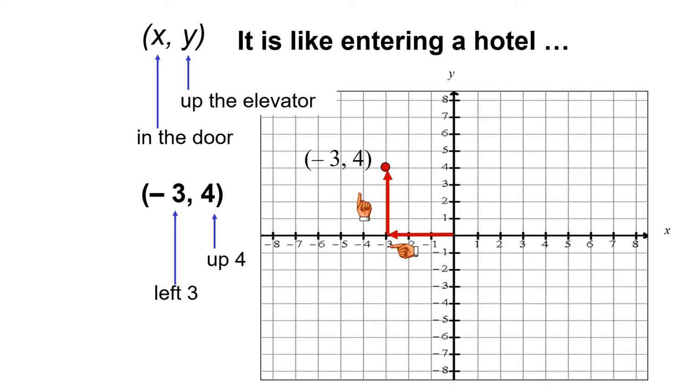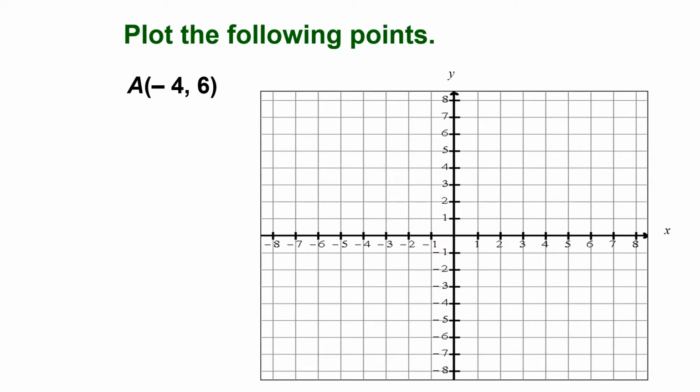Students do mix them up sometimes. So let's try one here. We want to put an A on the spot that is -4, 6. So first we have to go sideways. -4 is to the left, and then 6 is up. We put a dot there, and there's -4, 6.